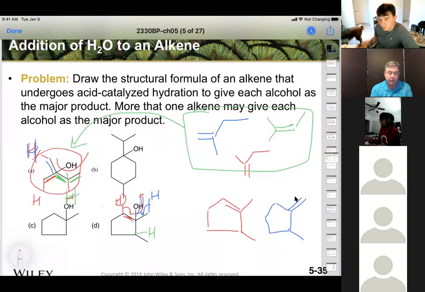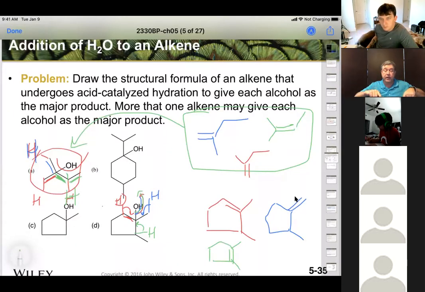And then if we do it for our green one, we can do that same one too. These electrons kick in, these electrons kick out with the OH, giving us a different material right there. So any of these three compounds can be used to make this alcohol using that acid catalyzed hydration. Don't forget to go back and see how many different starting materials you can make with that reagent.